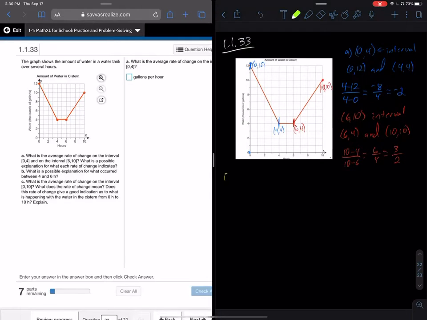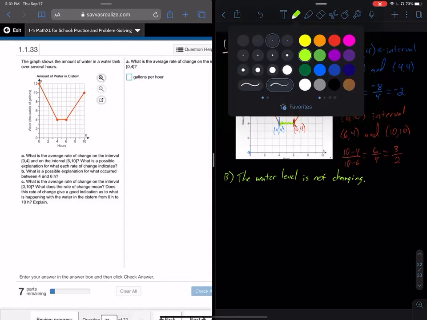Let's look at part B. What is a possible explanation for what occurred between 4 and 6 hours? So that's this portion here. Well, nothing is happening in terms of being emptied or filled. At that point, we're not draining the water, we're not filling the tank. So whatever happened, the water level is not changing. Maybe you're cleaning this tank or whatever it is, but from 4 hours to 6 hours, the water level is not changing. That's all we really care about here.